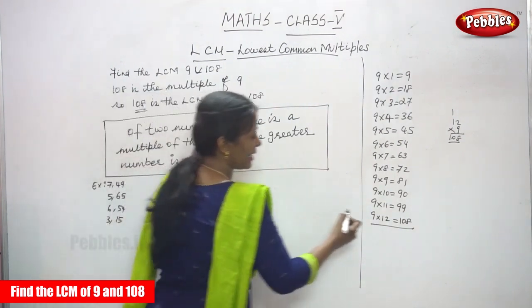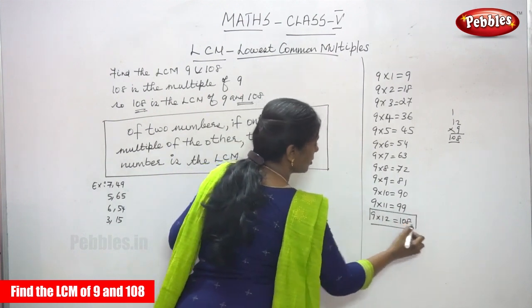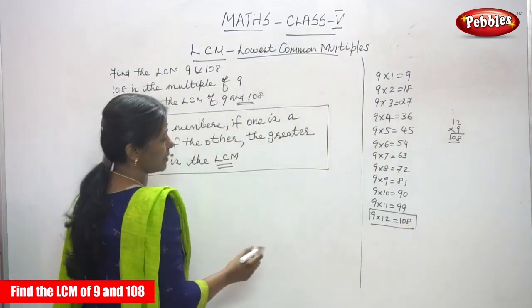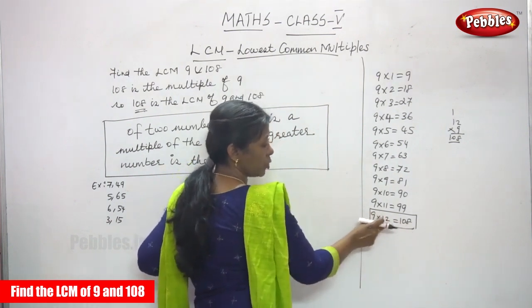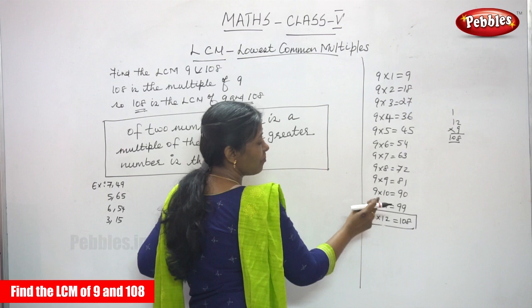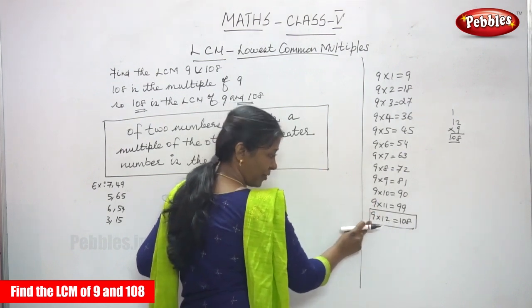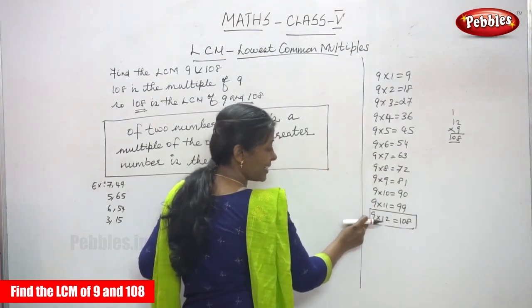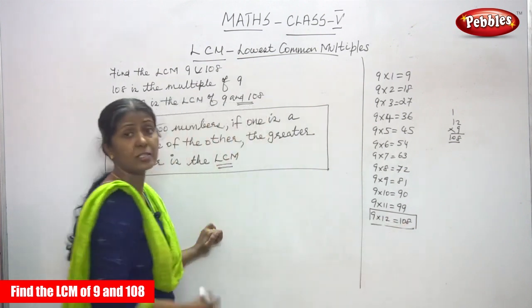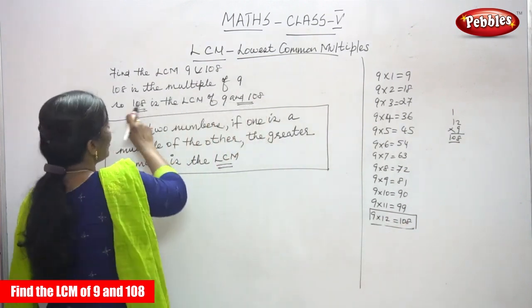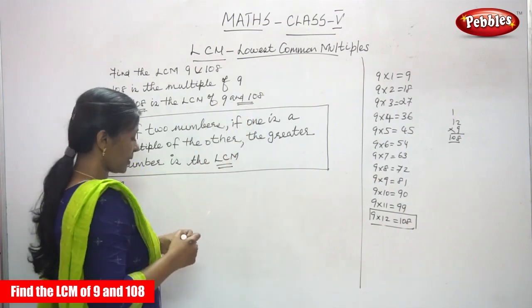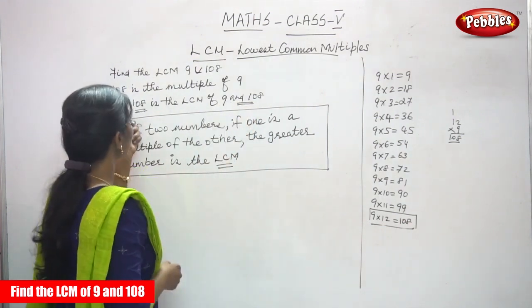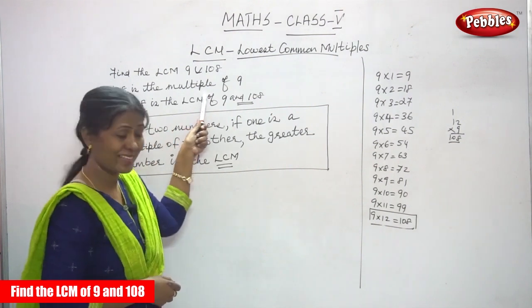So that is clearly understood. 108 is the multiple of 9 because you multiply 9 into 12, and you can get the answer 108. So 108 is the LCM of 9 and 108. So you know very clearly 108 is the multiple of 9.